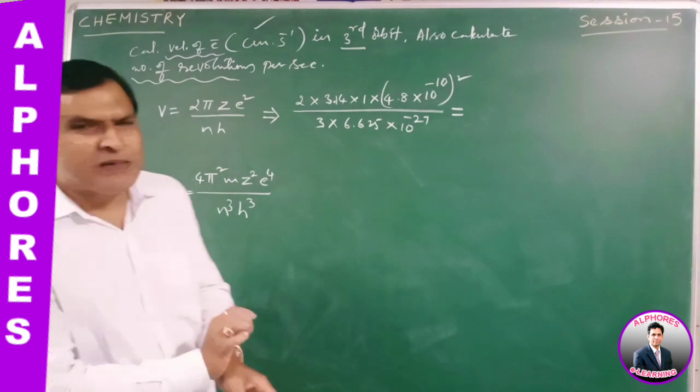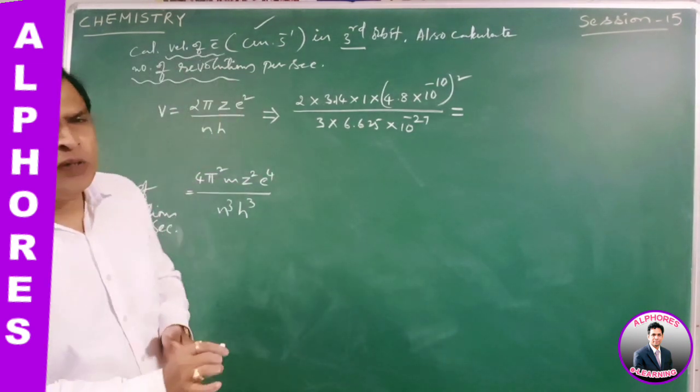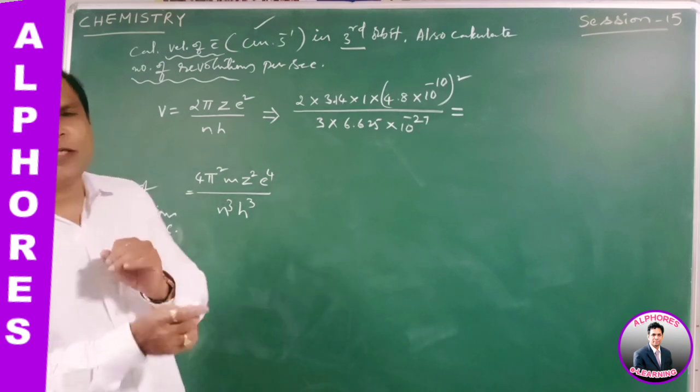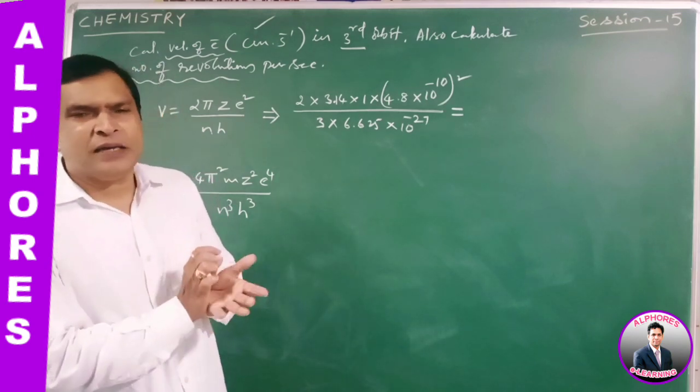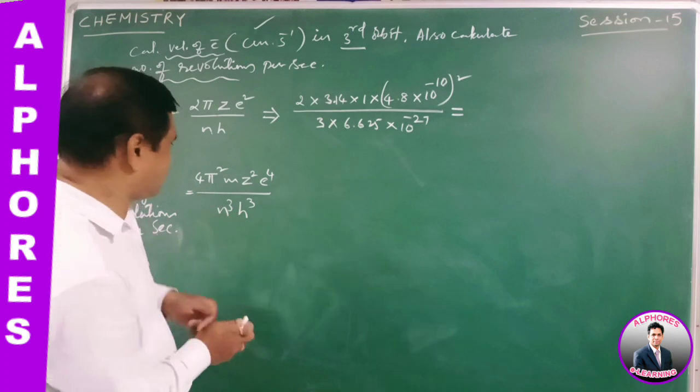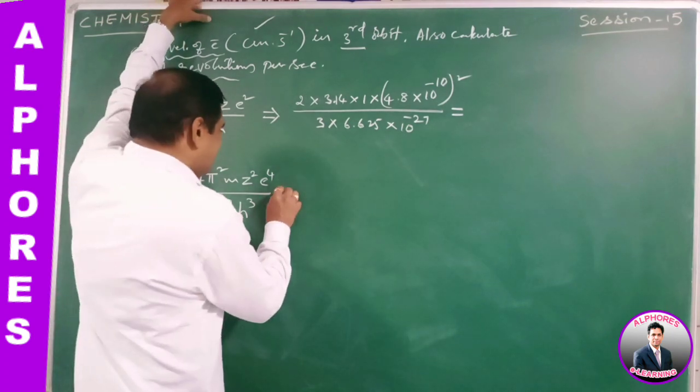Number of revolutions per second is 4π²mZ²e⁴ by n³h³. So now let us substitute the data.